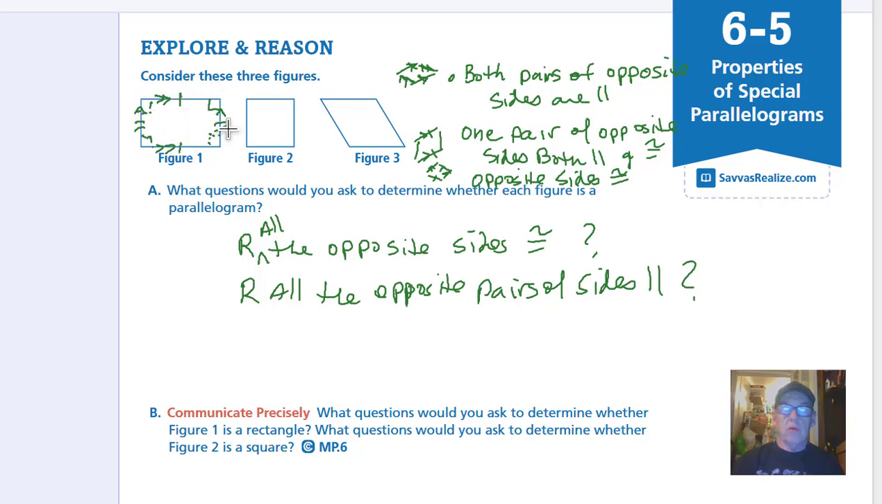Pairs of opposite sides congruent. And first of all, it needs to be a parallelogram. That's the first question. If it's a parallelogram, does it have a right angle? And then are opposite sides congruent? If so, it's a rectangle.